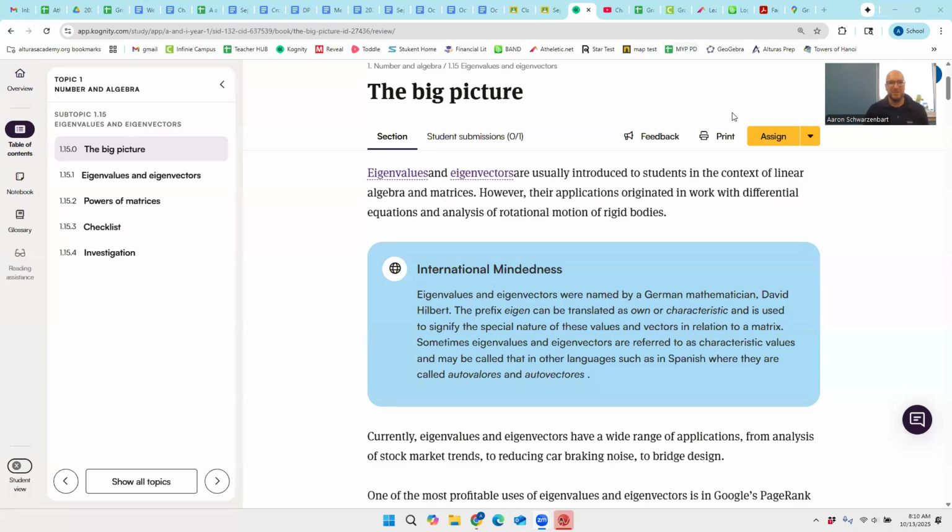Okay. Eigenvectors and eigenvalues are named after the German mathematician David Hilbert. The prefix eigen can be translated as own or characteristic. So sometimes you'll get what's called the characteristic matrix. And there's an interesting way to do this.